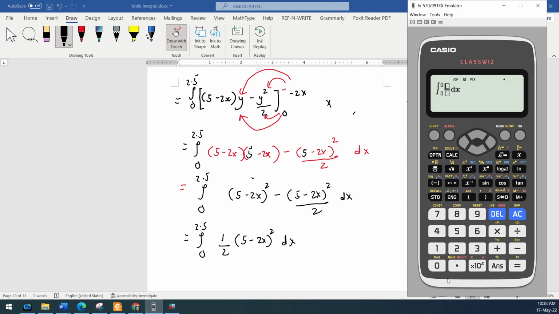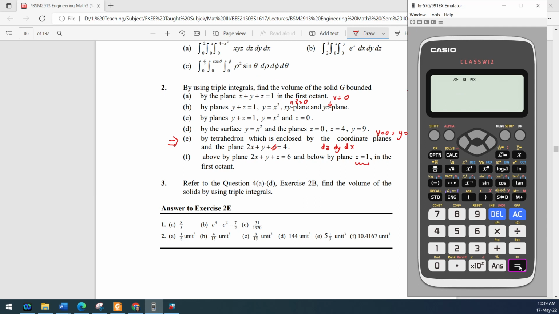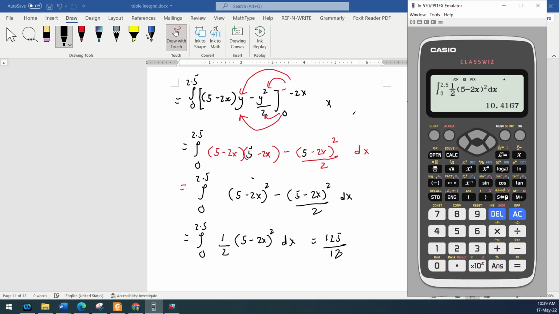So you got half of 5 minus 2x squared, with limit for x from 0 to 2.5, which is 10.4167, or 125 over 12. So the answer is 125 over 12, or 10.4167.